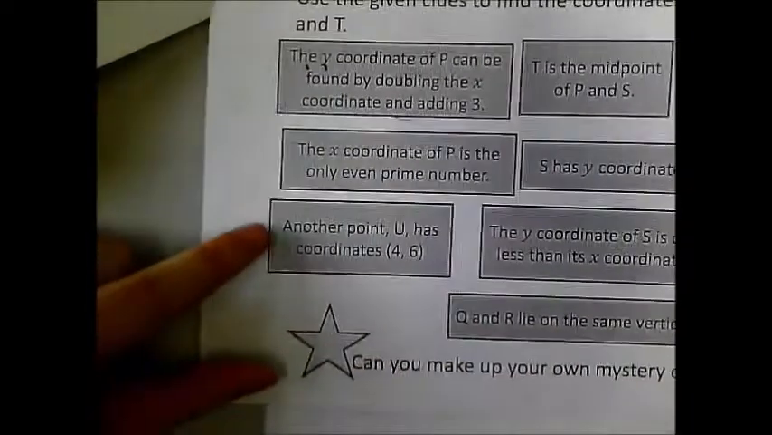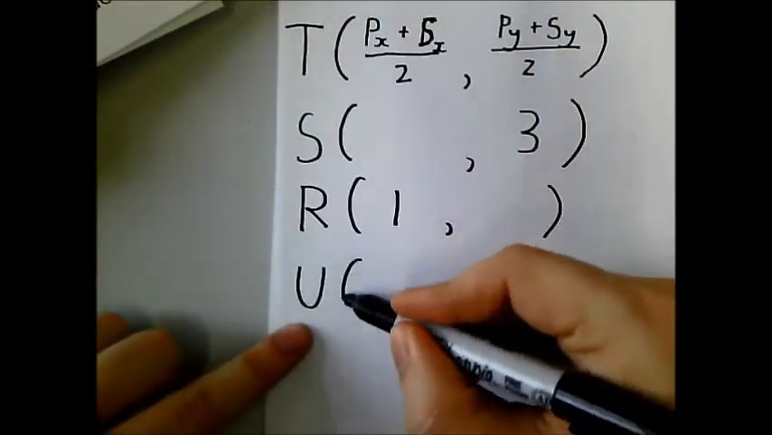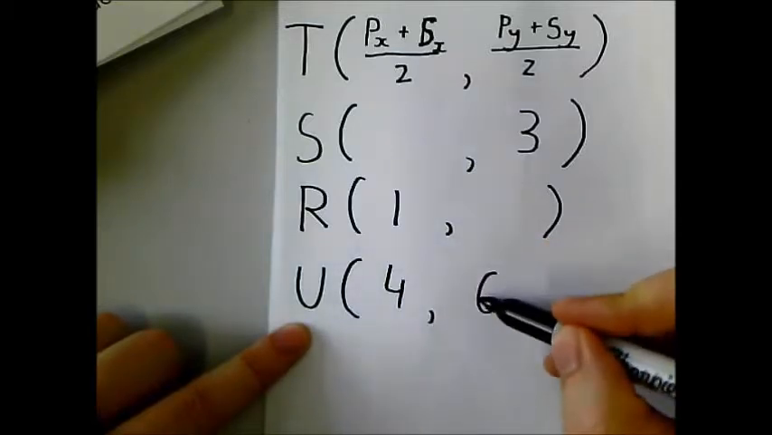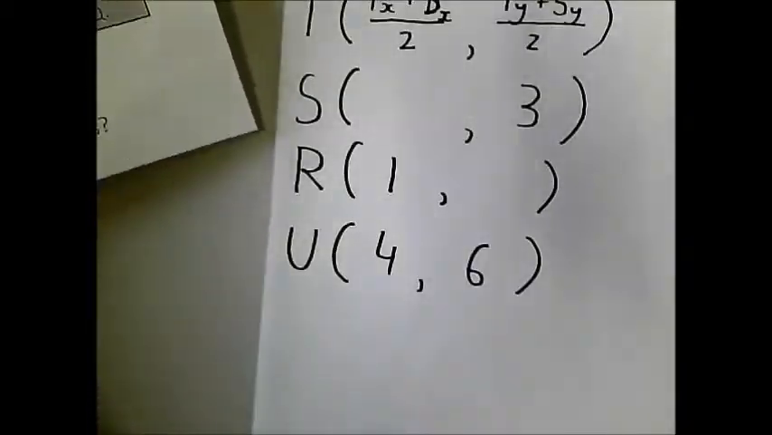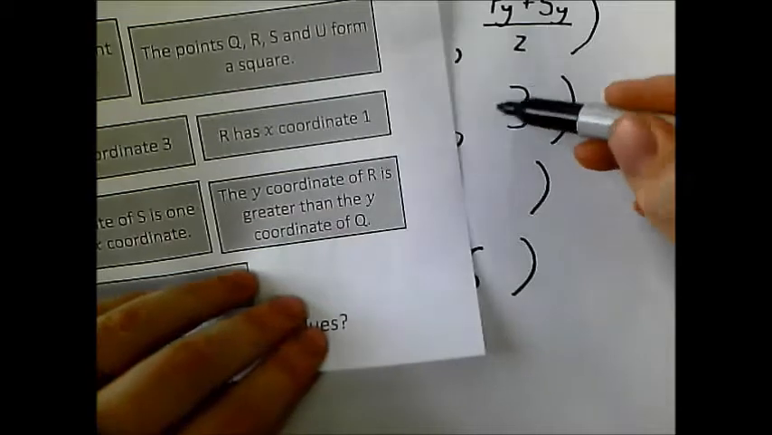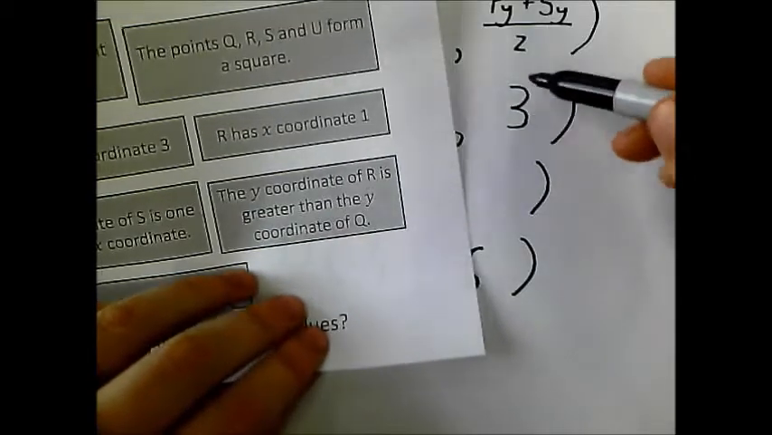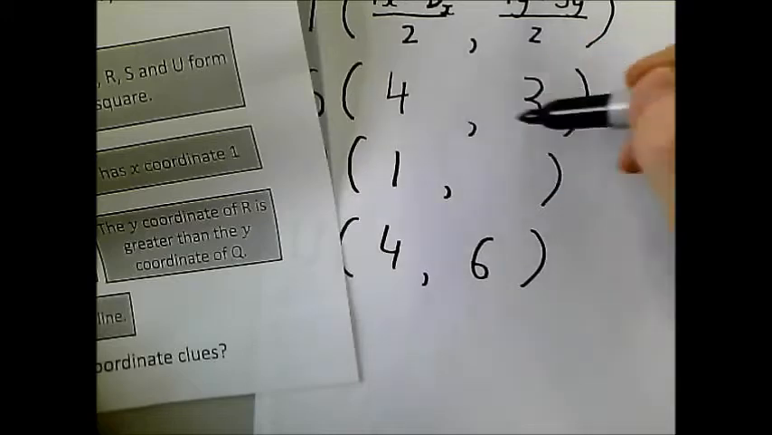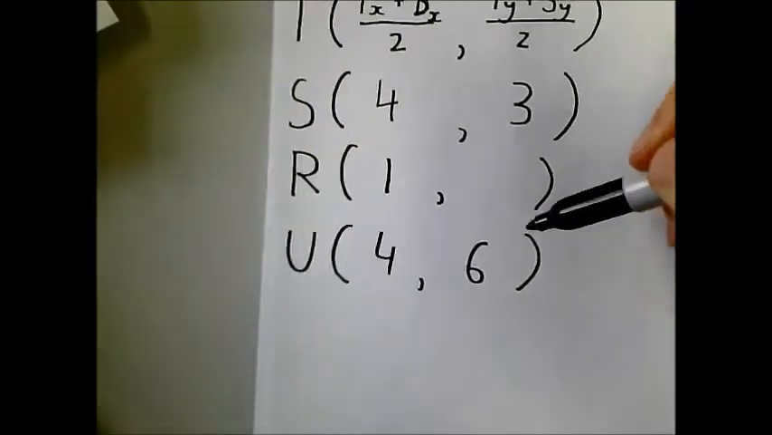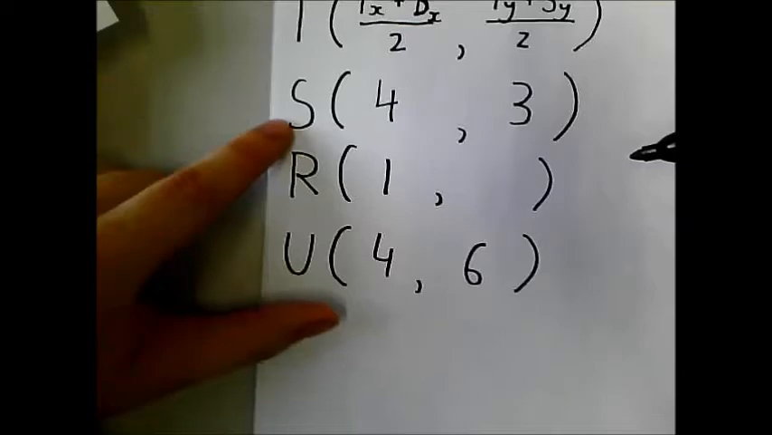Next clue, another point U has coordinates 4, 6. So this one's very straightforward. U is just 4, 6. Next one: the y coordinate of S is 1 less than its x coordinate. So this one's involving S. Here, this is the y coordinate, and we know that is 1 less than its x coordinate. So therefore, this one must be 4. So I've been given the whole of the S coordinate as well.